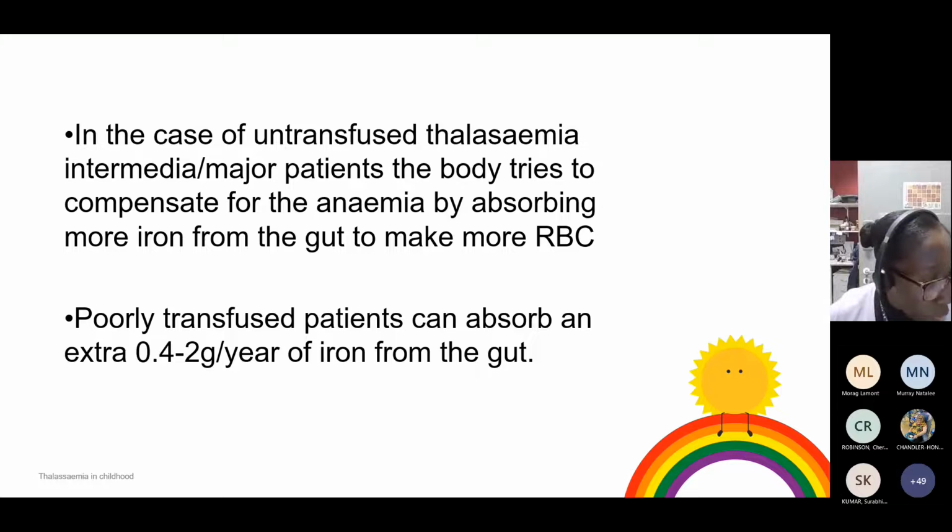So one thing to know, and this is probably something more that someone would say on the adult side, is that in the case of transfused thalassemia intermediate or major patients, but major wouldn't be so much, more intermediate patients, the body tries to compensate for the anemia by absorbing more iron from the gut to make more red blood cells. So poorly transfused patients can absorb an extra 0.5 to 2 grams a year of iron from the gut. So you find that someone with intermediate who hasn't chosen to start on transfusion, sometimes the patients decide that they just want to coast along because it's not something for them. You'll find that they also may need to go on iron chelation, despite the fact that they haven't had a regular transfusion program.